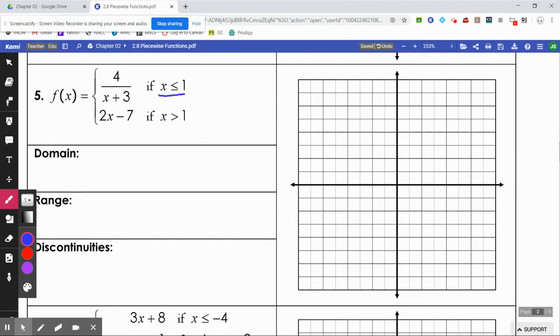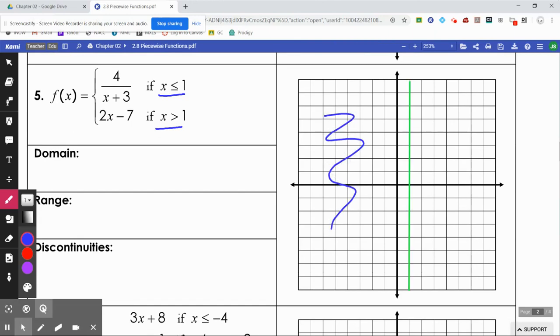Your division for your domain here is at 1, so let's draw a vertical line at 1. Everywhere to the left of 1, we're going to have to graph this. This is a transformation of your 1 over x function. To graph these, you can make a table of values if you need to, if you're not sure what this is going to look like, and plug in anything to the left of 1. So let's plug in a few points here. Let's plug in something easy.